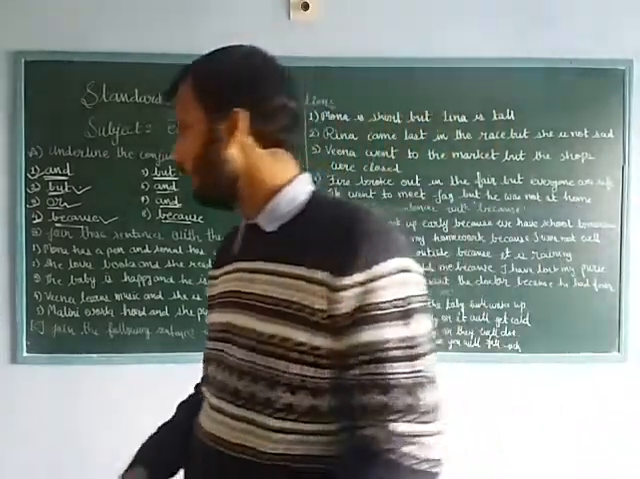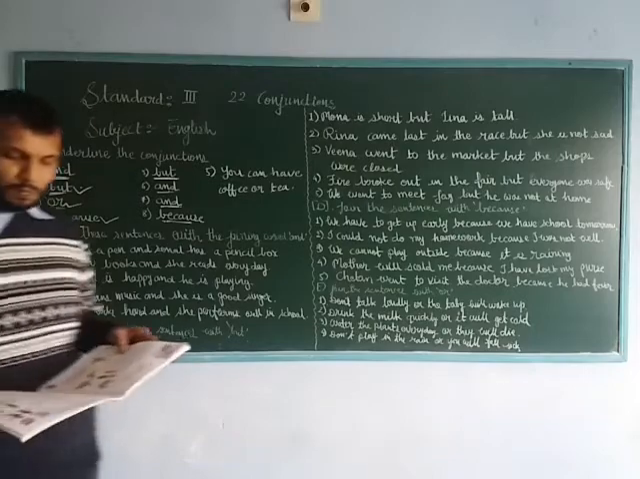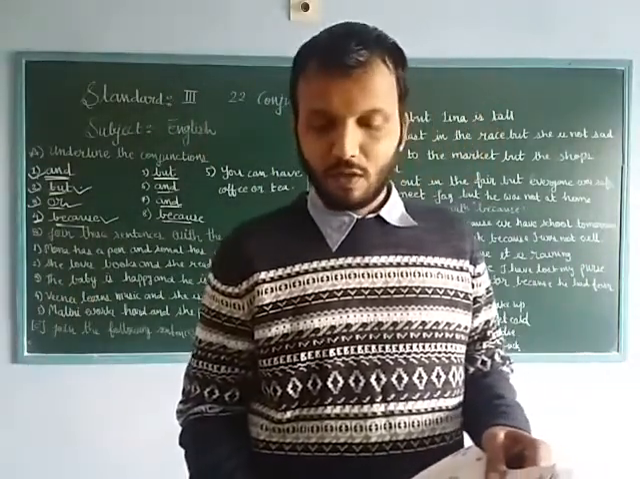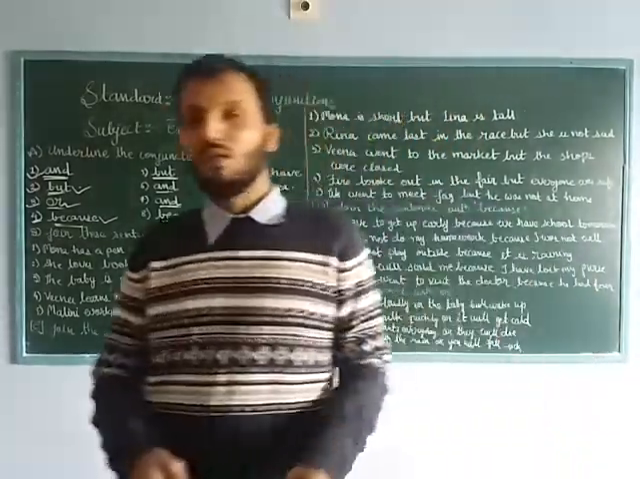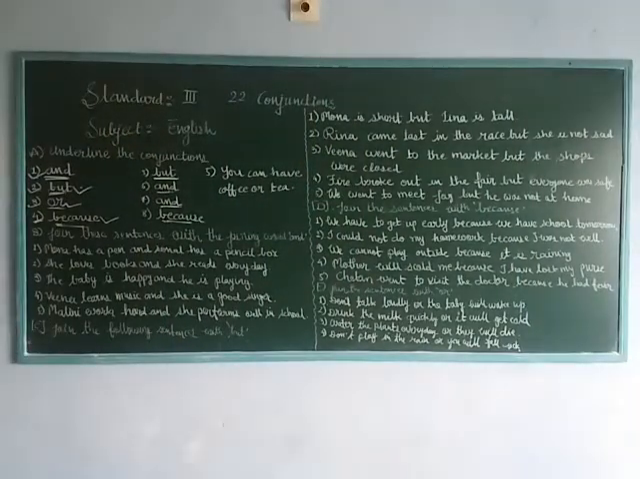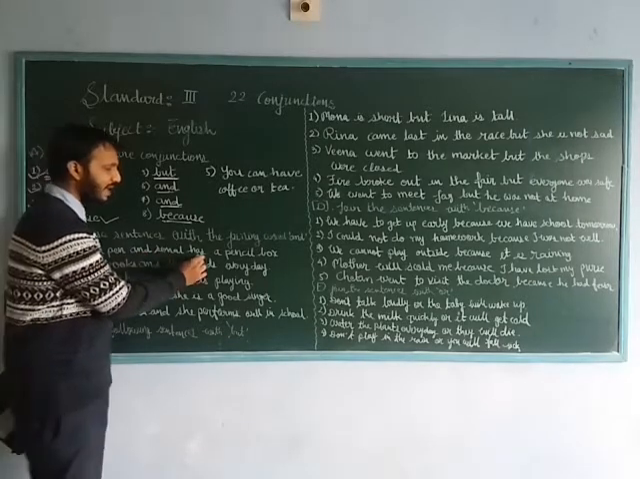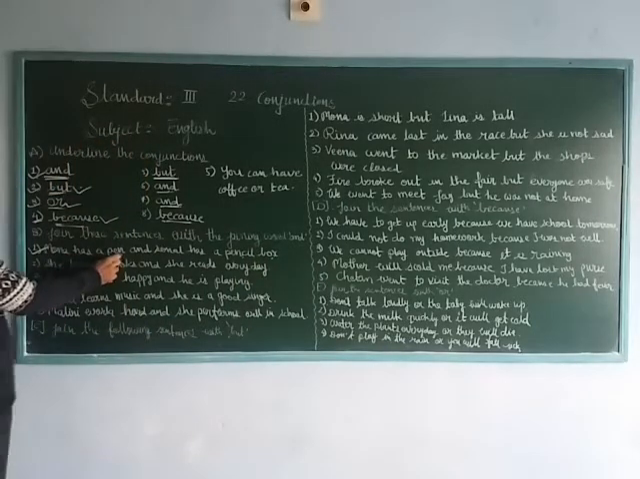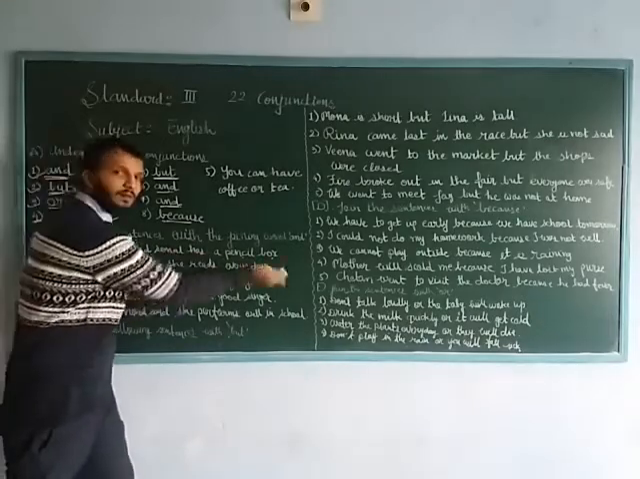Okay. So here, first number, Mona has a pen. Sona has a pencil box. So what is the answer? So here I have written, first number, Mona has a pen and Sona has a pencil box. What is the answer? Mona has a pen and Sona has a pencil box.